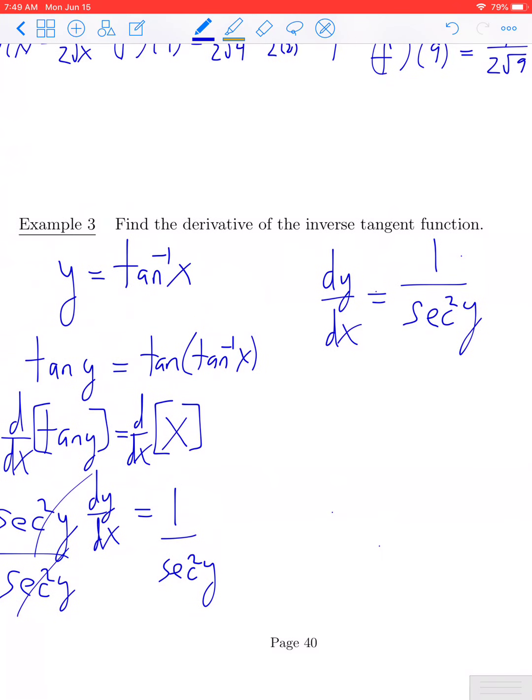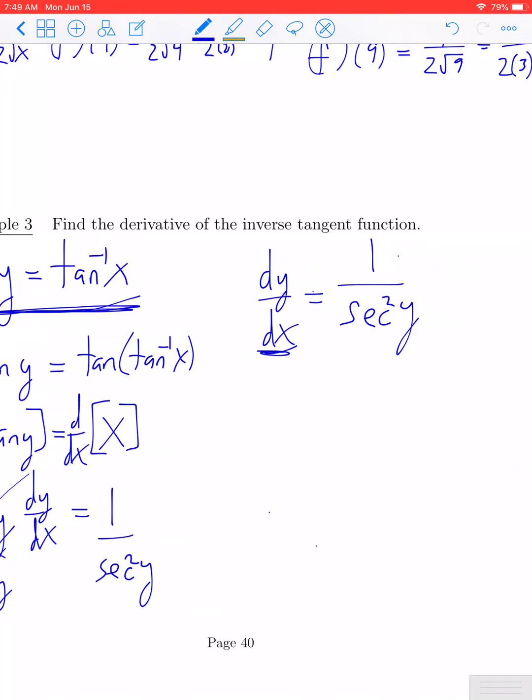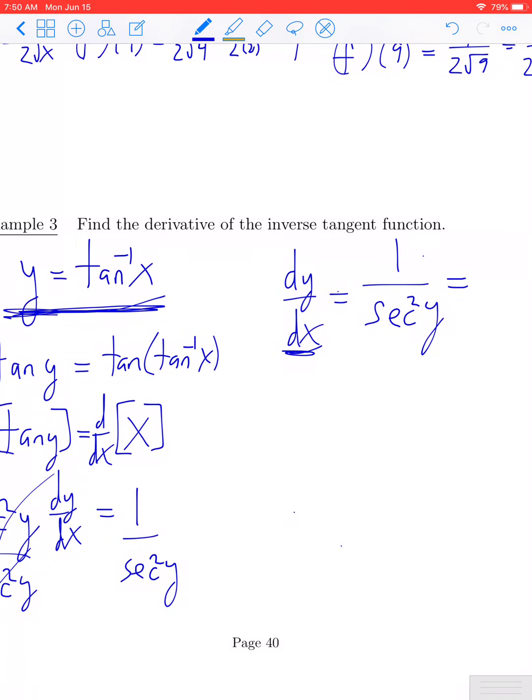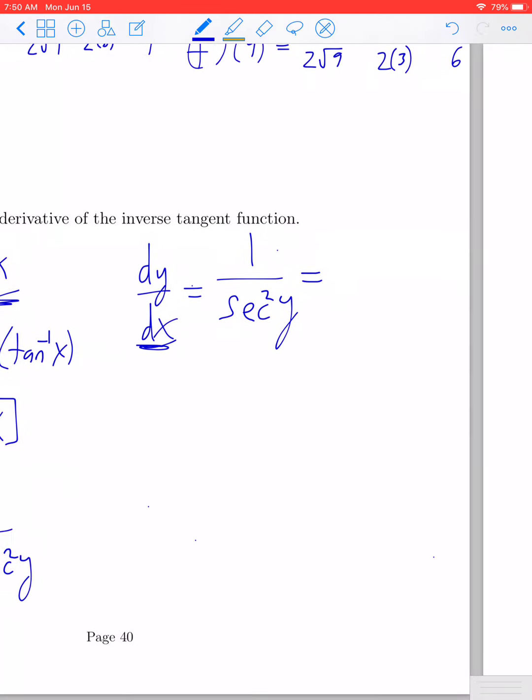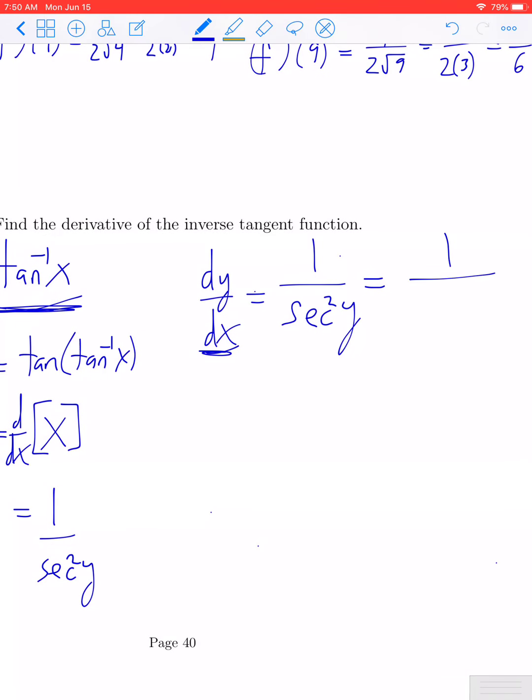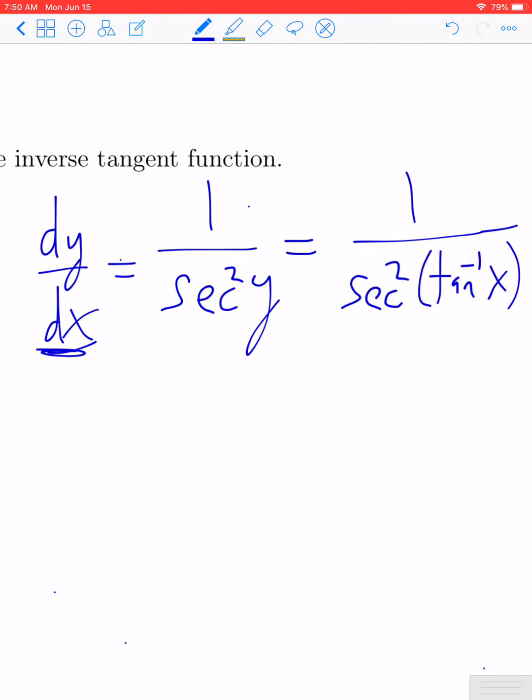So far, so good. Now, recall we started with an explicit function. We had y equals tangent inverse of x. So we would also like the derivative to be an explicit function of x. Right now it's implicitly defined. We have 1 divided by the secant squared of y, but we know what the y variable is equal to. Everywhere we see a y, we can replace it with tangent inverse of x. So this is 1 divided by secant squared of the tangent inverse of x. So that's a formula for the derivative of the tangent inverse, but we can even do better than this.